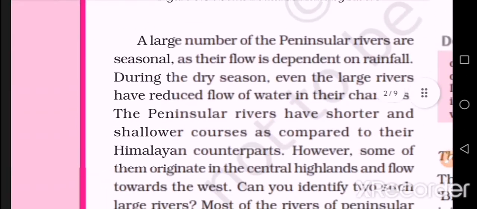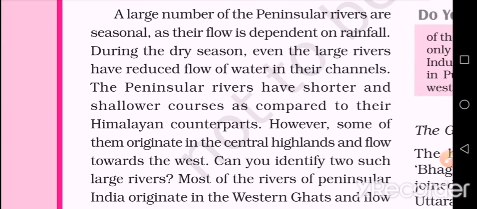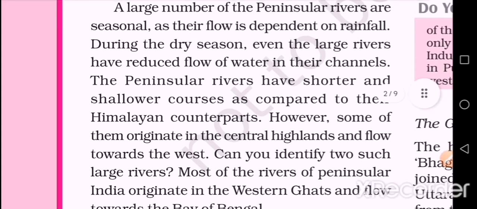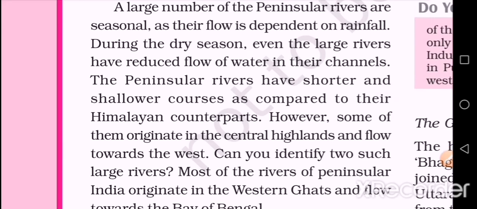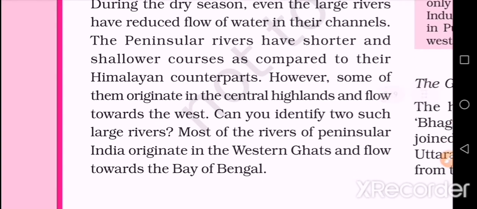Next we have peninsular rivers. Peninsular rivers are seasonal, whereas Himalayan rivers are perennial. Peninsular rivers depend on rainfall. So during the dry season, they will be dried up and there will be no water. They have shorter and shallower courses as compared to their Himalayan counterparts. We saw Himalayan rivers have longer courses, and here peninsular rivers have shorter and shallower courses.